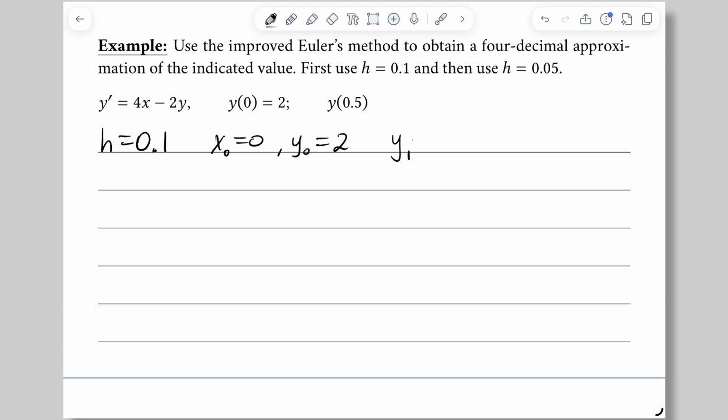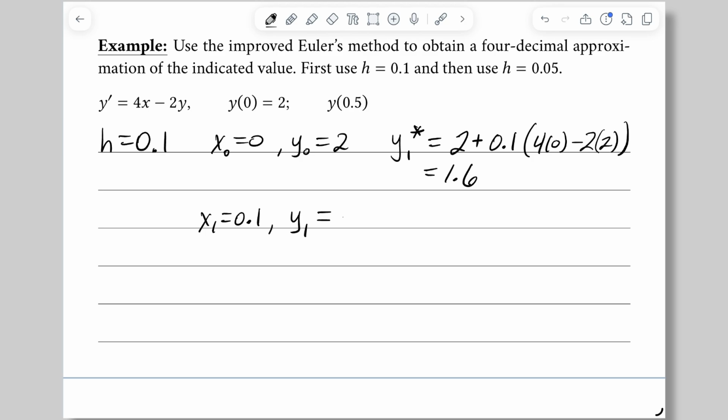Using Euler's method from our previous lesson, y sub 1 star is equal to y sub 0, so 2, plus our step size, 0.1, times f of x naught, y naught. That means 4 times 0 minus 2 times 2. We get y sub 1 star is equal to 1.6. x1 is equal to 1/10.